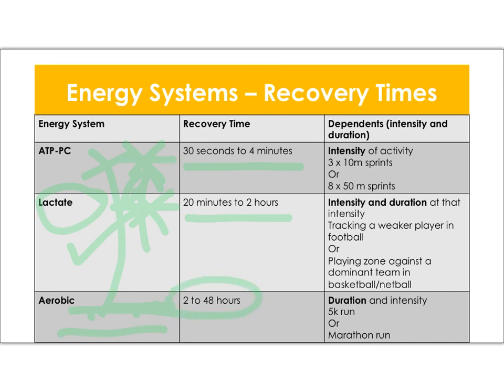Now, the aerobic system takes between 2 and 48 hours to completely recover. And that means to restore the glycogen stores in the liver and of the muscles. And this means that we need to eat food, we need to convert the macronutrient of a carbohydrate back into glycogen and store that in the muscles and the liver for next time we do a marathon run or a 5K or play a game of netball.